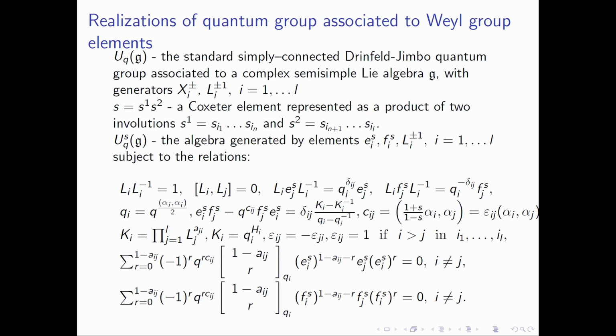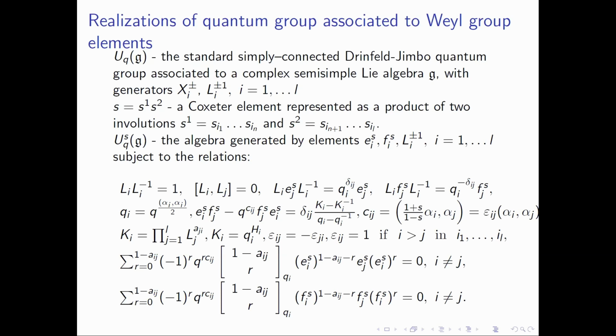So then I'm going to use a very special presentation of a Coxeter element. Namely, the conjugacy class of every Coxeter element has an element which is represented as a product of two involutions. So it can be obtained in the following way. We take the Dynkin diagram of our underlying root system.